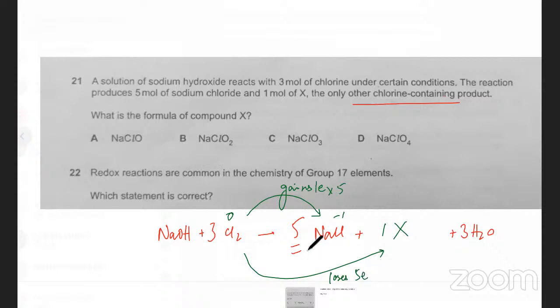They've already told us that there are 3 Cl2s and 5 NaCls getting formed. So 0 to -1, that's a gain of 5 electrons. Is that clear? And the other one would be losing 5 electrons. So if you start off at 0 and you lose 5 electrons, the Cl would be +5 at the end. And it's +5 only in this one: NaClO3. Is that clear?